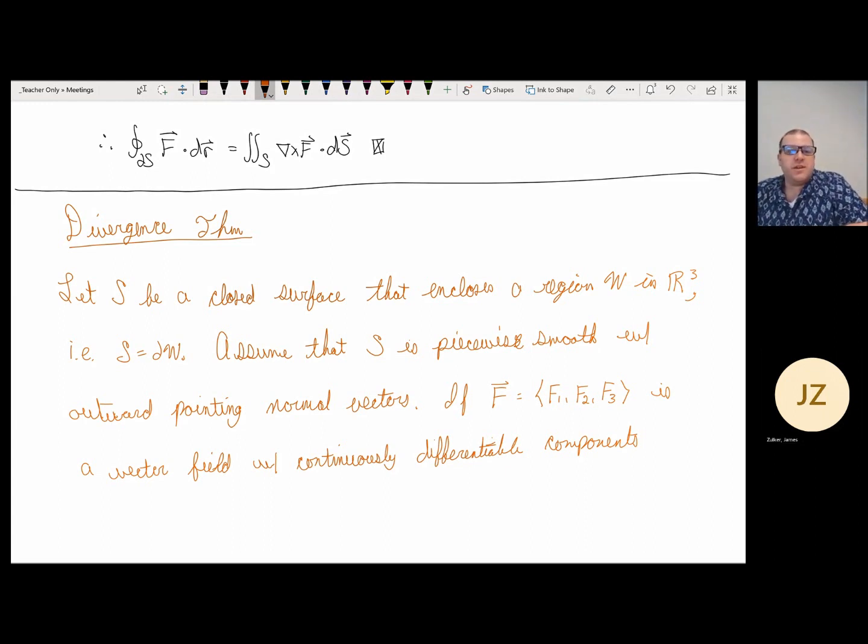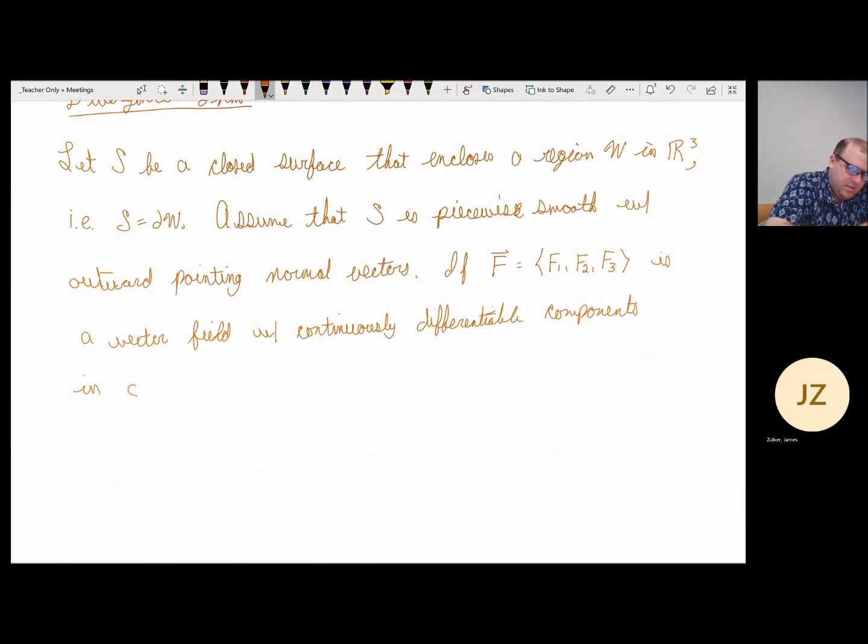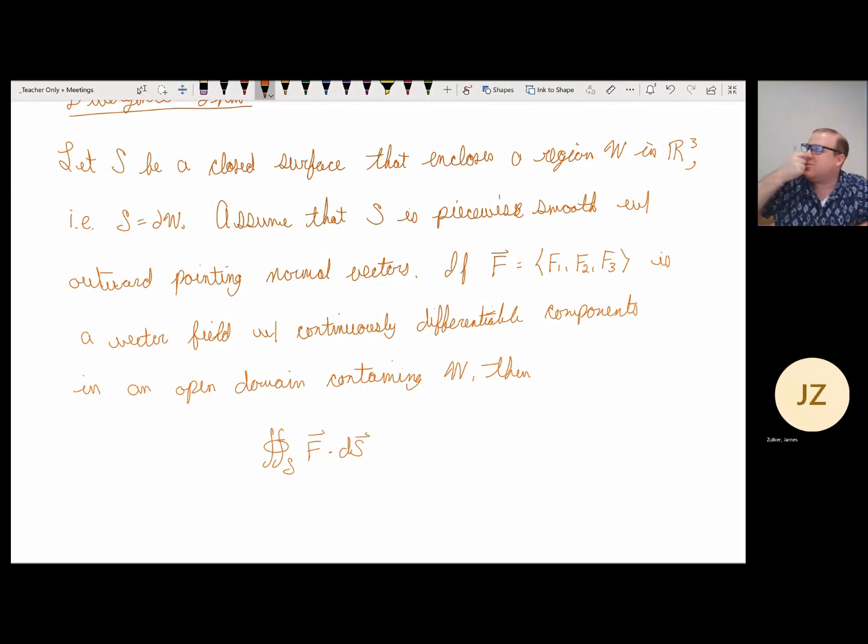If F is a vector field with continuously differentiable components, I should say partial differentiable, but whatever, in an open domain containing W, then the flux of F through S, and remember that just means our surface is closed, is simply the triple integral over the region of the divergence of F.